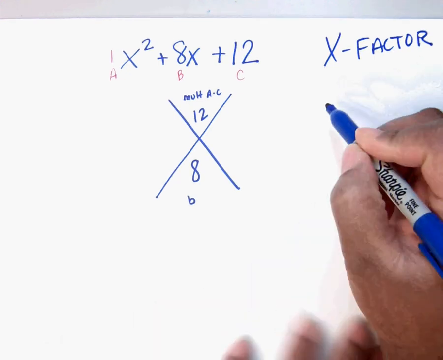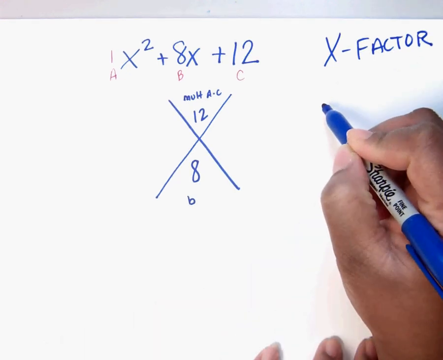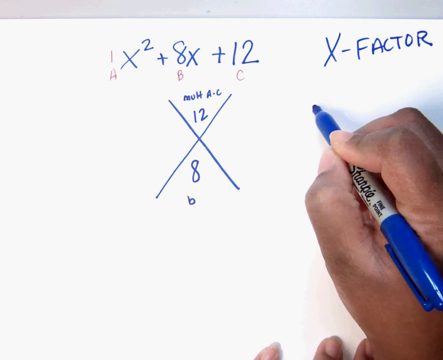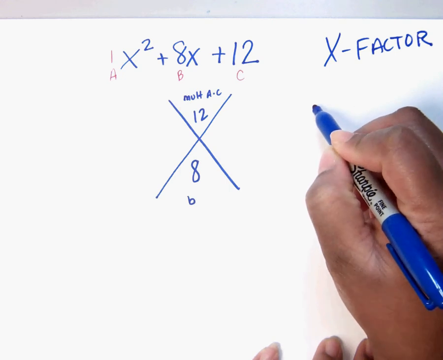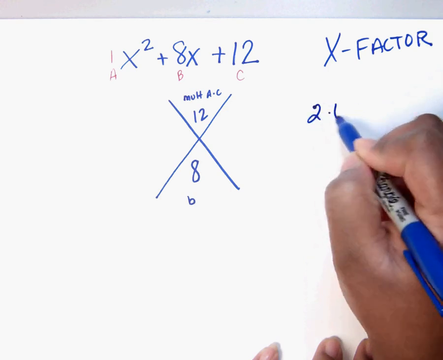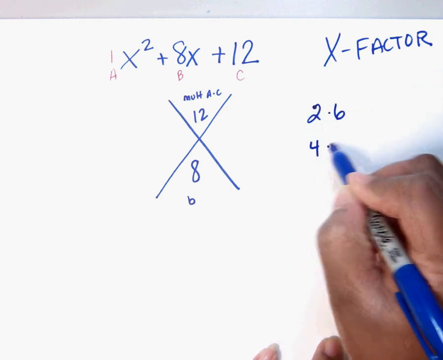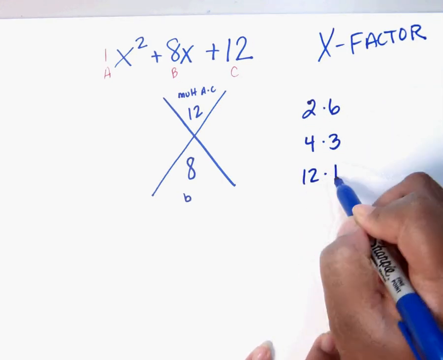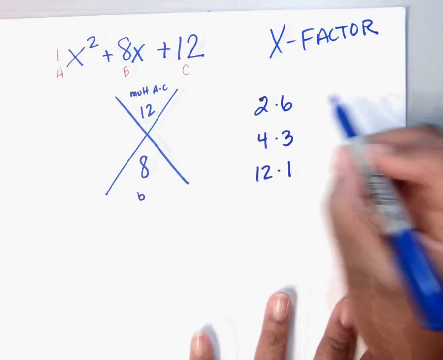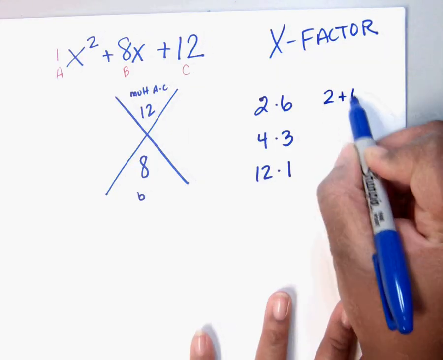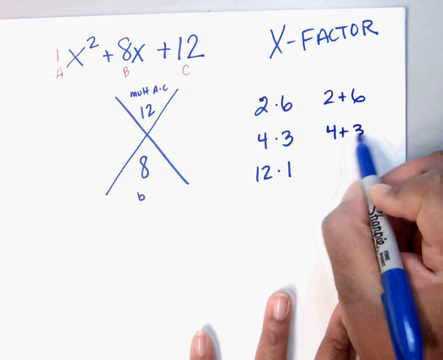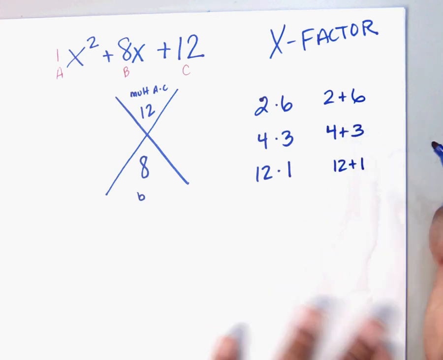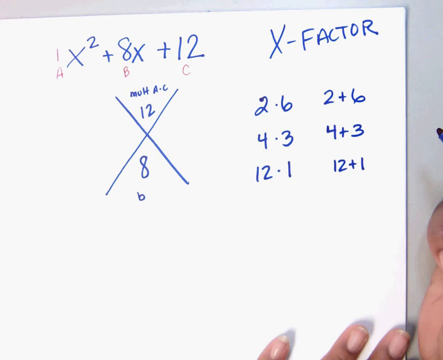Okay, so let's do this. Start with multiplication. That's how you do it. So what gives us 12? Let's write down some examples. 2 times 6. What else? 4 times 3. 12 times 1. Now let's come over here and write a plus sign between them, and let's see if we can get the numbers we need.